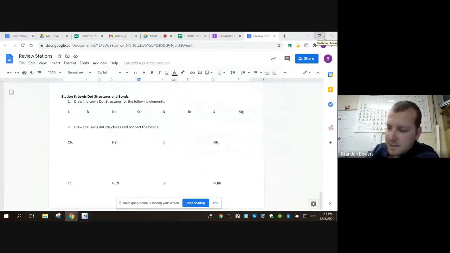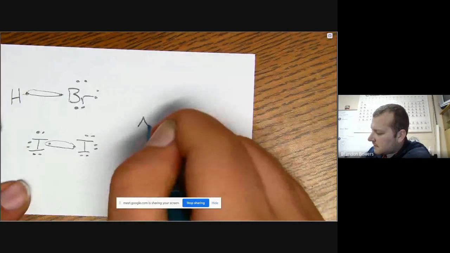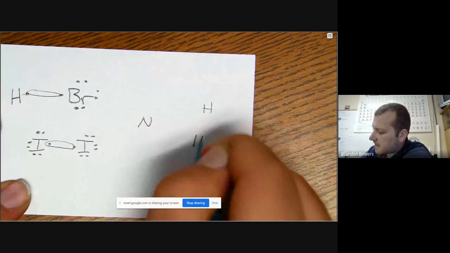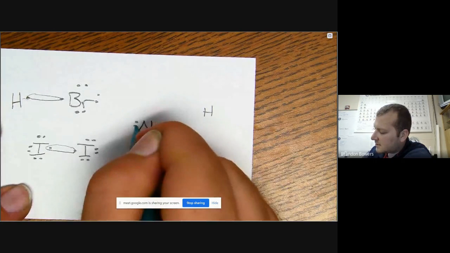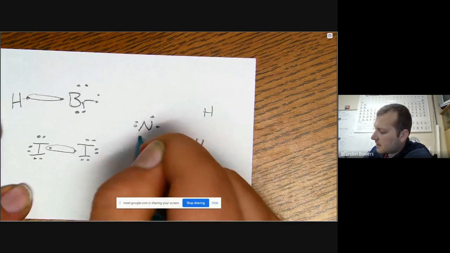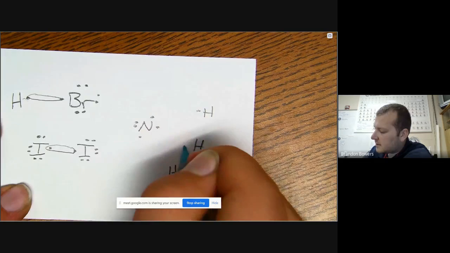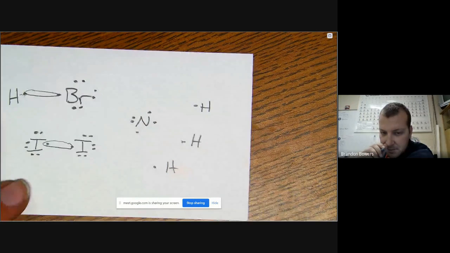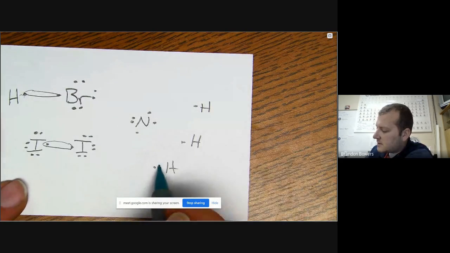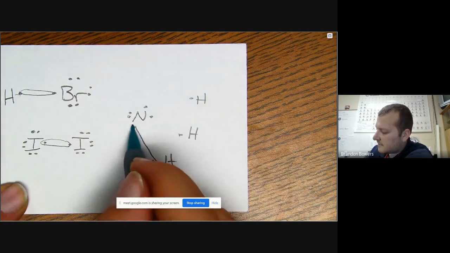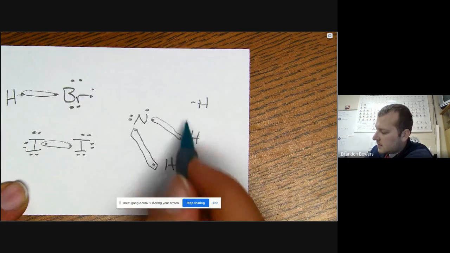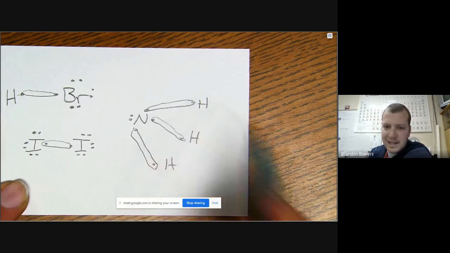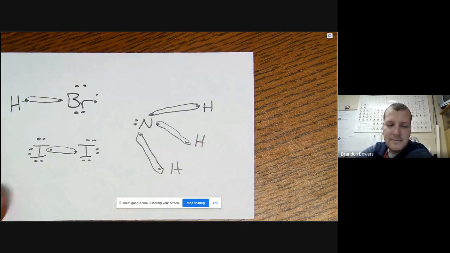NH3. So NH3, so nitrogen and 3 hydrogens. Okay. Nitrogen has 5 dots around it. Each hydrogen only has 1 dot. So what you've got to do is pair up all the lone dots, all right? And you can't bond to yourself. So this one can bond to that one. This one can bond to that one. And that one can bond to that one. And that's what NH3 will look like.